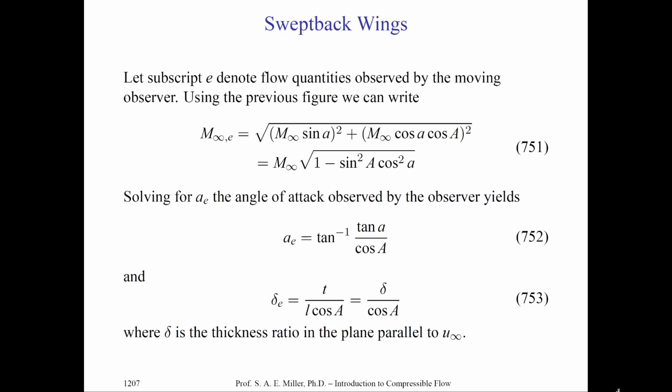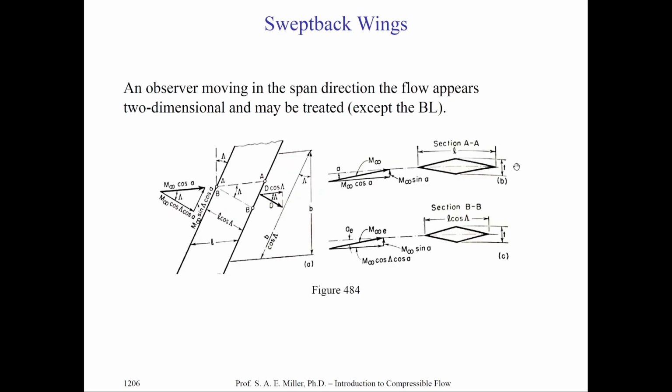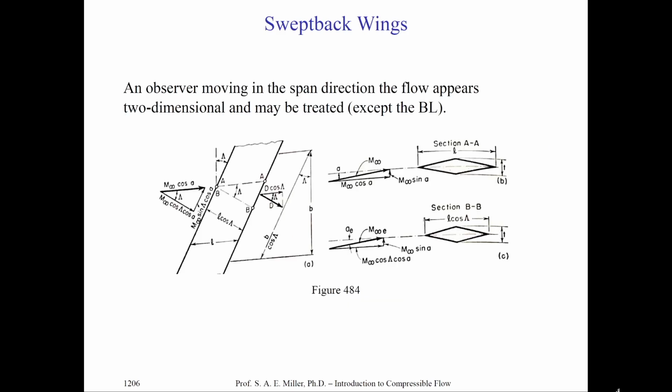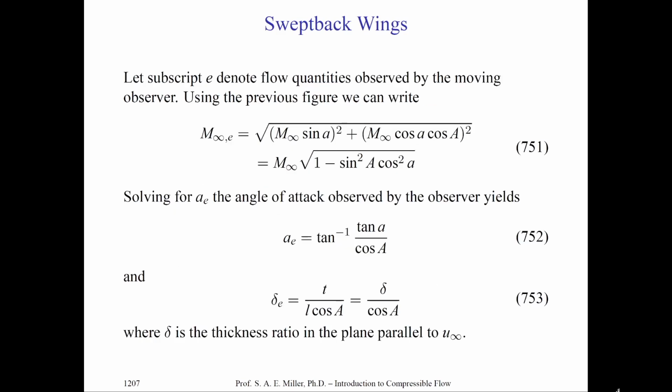Now, we can define delta as the thickness ratio of the plane parallel to u infinity as T over L, or T over L cosine A for the sub E direction. And we can relate the thickness ratios between these two directions of the airfoil with respect to the sweep angle capital A. That'll be delta sub E as T over L cosine A, equals delta over cosine A.